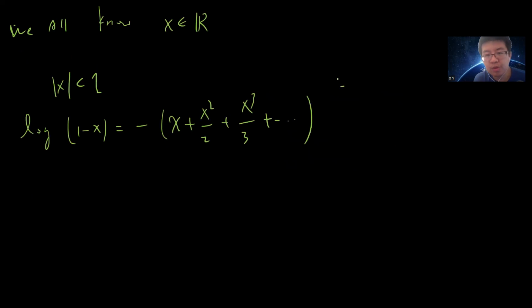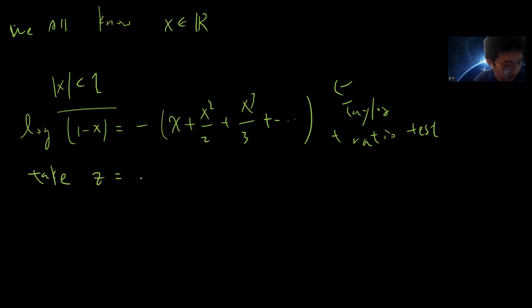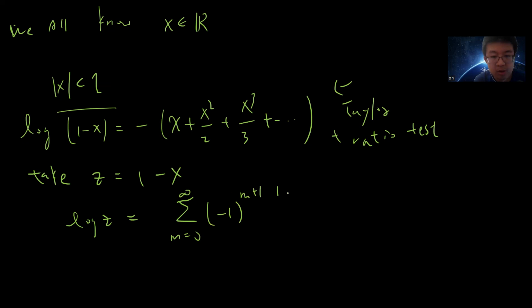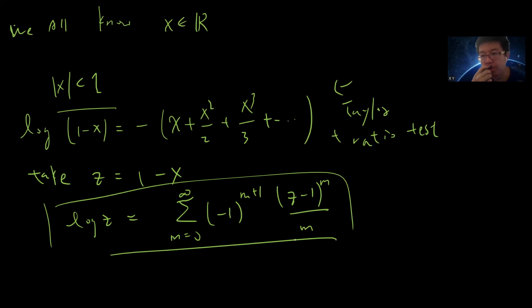Okay, you can prove this just using Taylor expansion plus the ratio test. You can use the ratio test and prove that for |x| less than 1 it converges, so 1 is the radius of convergence. Then you take z to be 1 minus x. So your log z will be the summation of, you just plug everything in, and you get (-1)^(m+1) (z-1)^m over m. Okay, basically this proves the result.